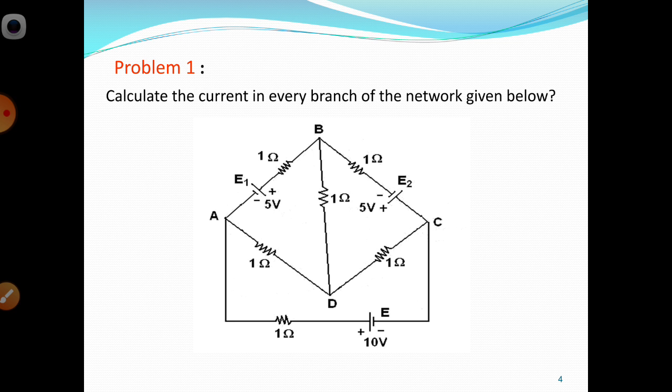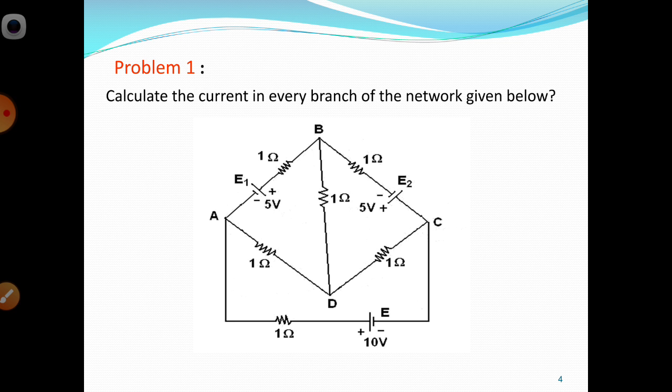As you can remember, this is the Wheatstone bridge, which we have discussed in physics. It has 4 arms, A, B, C, D. AB is one branch, BC is another branch, CD is another branch, AD is another branch, AC is another branch, and BD is also a branch. How many branches? 1, 2, 3, 4, 5, 6 branches.